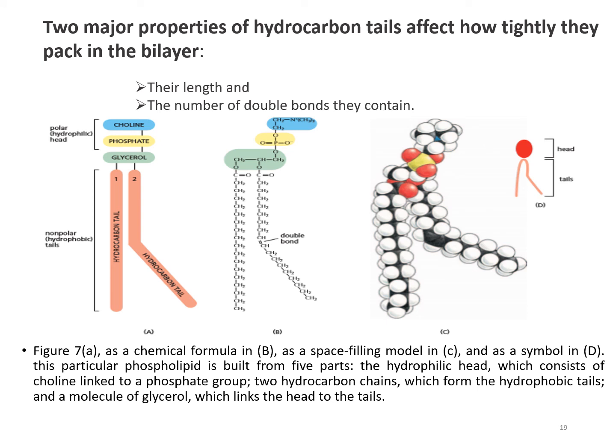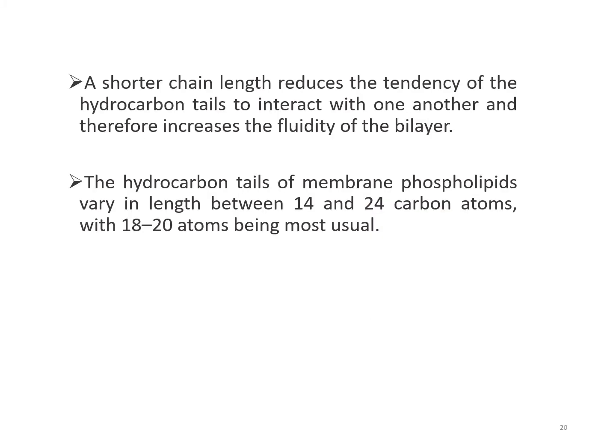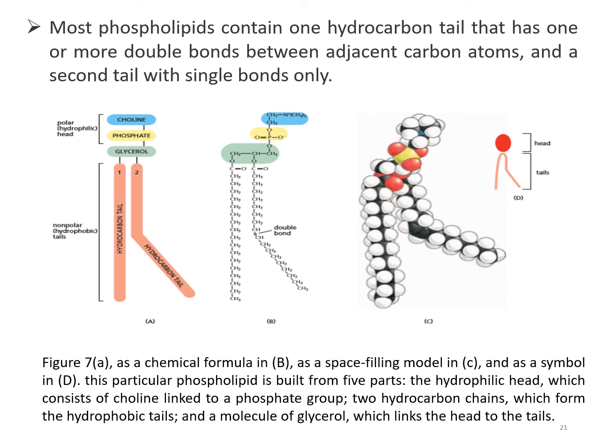So, two major properties of hydrocarbon tails affect how tightly they pack in the bilayer. The first one is their length and the second is the number of double bonds they contain. A shorter chain length reduces the tendency of the hydrocarbon tails to interact with one another and therefore decreases the viscosity of the bilayer. The hydrocarbon tails of the membrane phospholipids vary in length between 14 and 24 carbon atoms, with 18 to 20 atoms being the most usual. Most phospholipids contain one hydrocarbon tail that has one or more double bonds between adjacent carbon atoms and a second tail with a single bond only.